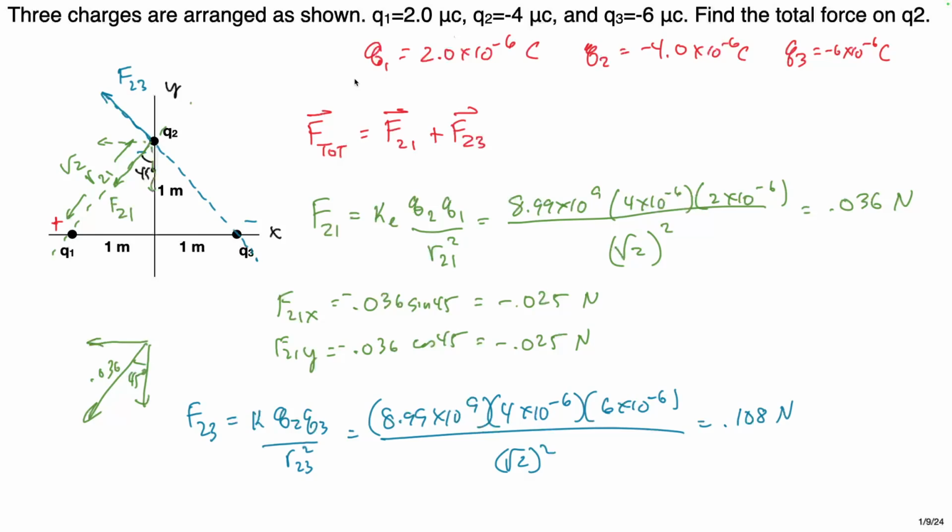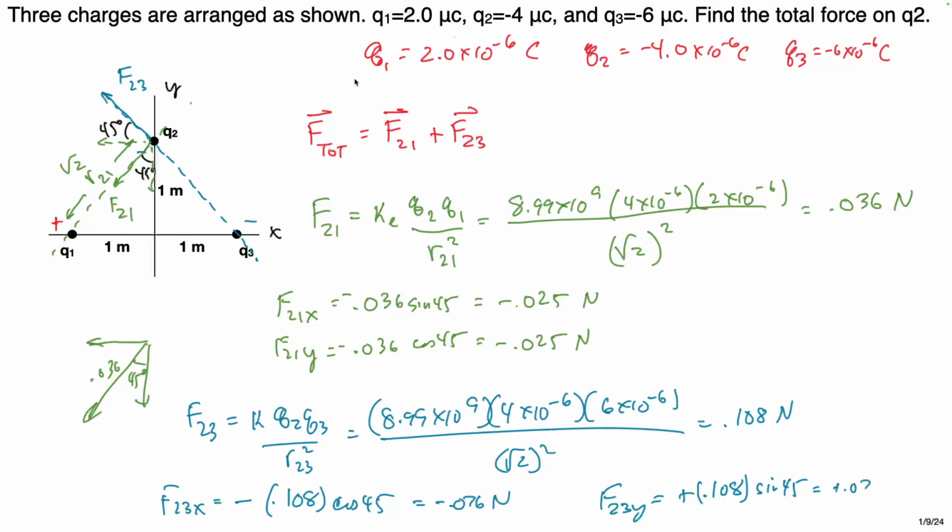Okay. Again, it looks like this thing is pointed at a 45-degree angle, isn't it? There's a 45 sitting in right there. So F23x, pointing in the negative direction, is going to be 0.108 and then cosine 45, whatever that turns out to be. F23y, pointing in the positive direction, 0.108, sine 45, gets me negative 0.076 and positive 0.076. Okay, now that I've got the x and y components for both, what do I have to do to get the total? Add x's to x's and y's to y's.